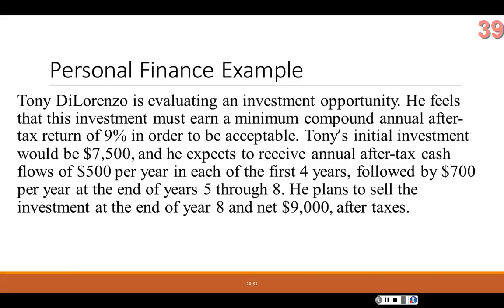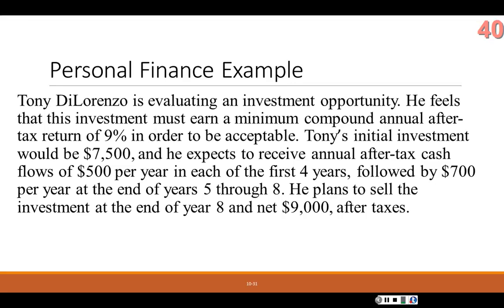Here's an example. Tony is evaluating an investment opportunity. He feels this investment must earn 9%. The initial investment would be $7,500, and he would receive $500 a year for 4 years, $700 a year for the following 3. He plans to sell the investment at the end of year 8 and get $9,000.